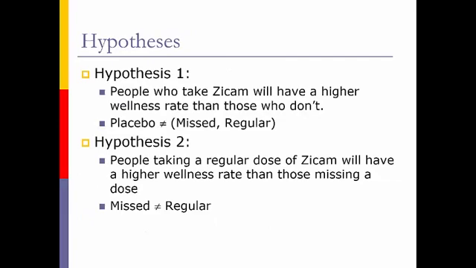All right, so my hypothesis 1 is that people who take Zicam will have a higher wellness rate than those who don't. So the placebo should be different, right? That's our control group, should be different than the other two doses, the missed dose or the regular dose. My second hypothesis, those that take a regular dose should have a higher wellness rating than those that miss a dose. So the missed should be different than the regular. Do we need to worry about whether the placebo is different than the missed? Not really. We really want to know at what level you should be taking these.